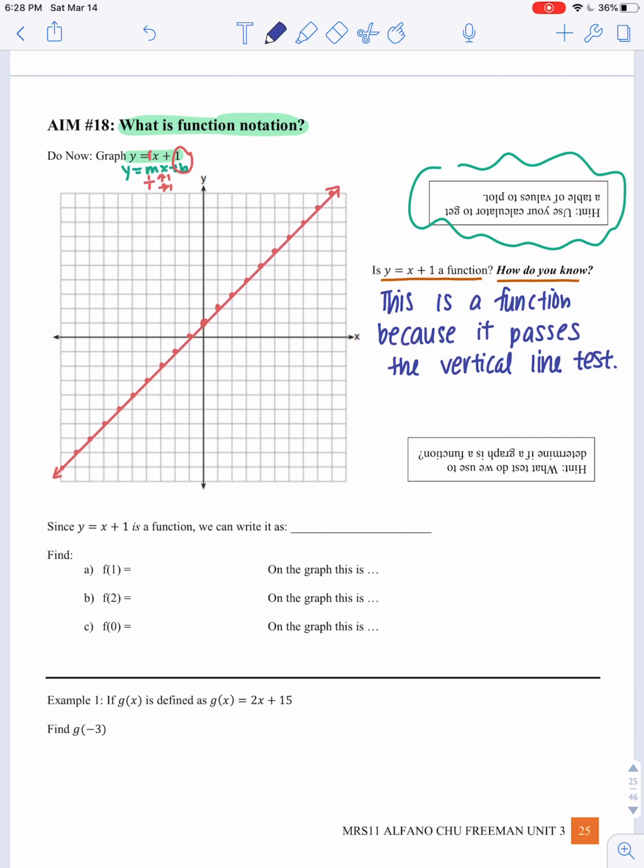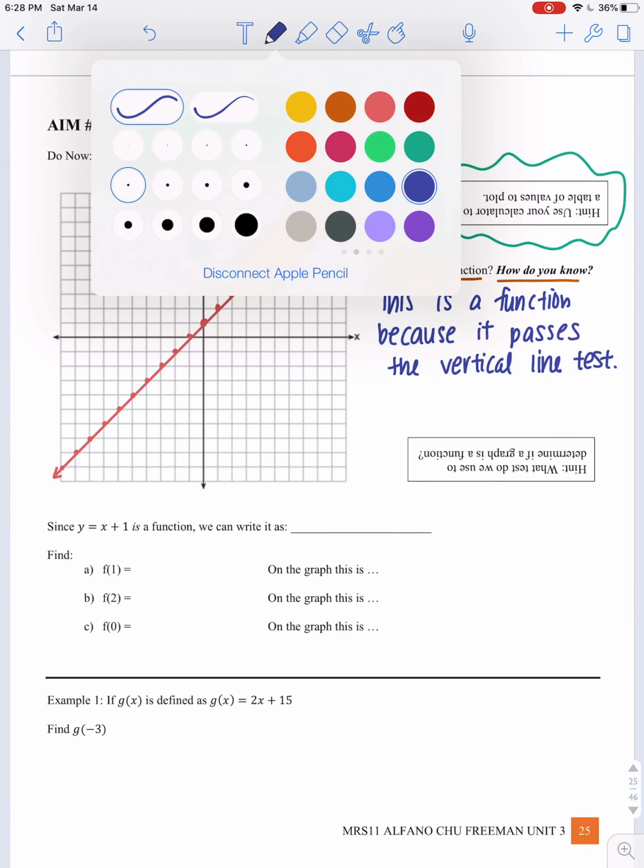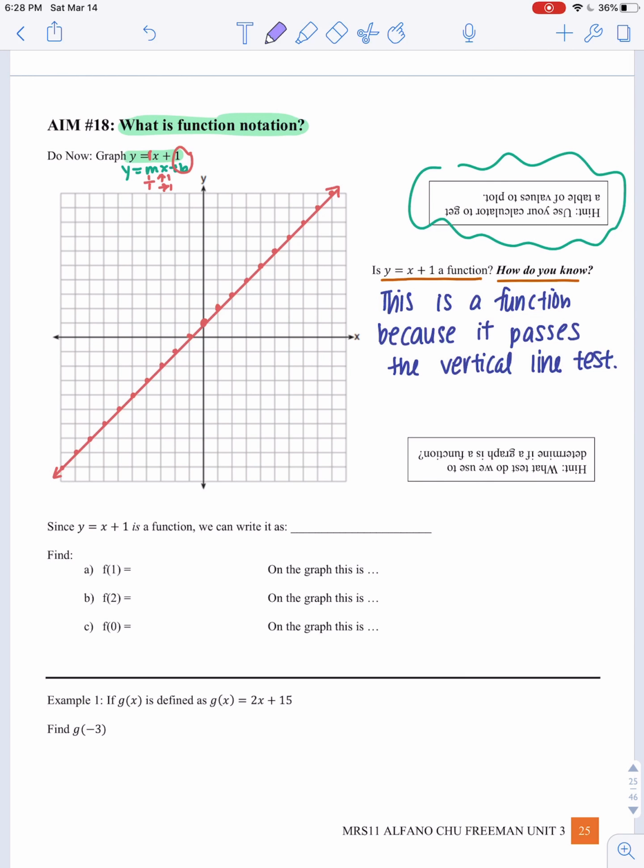Okay, is everybody okay with that? This is a function. It's the most important part about what we're doing today. Once I realize that the graph of my equation is a function, I can say that since it's a function, I can rewrite this. So instead of saying y, here's all we're going to do. Instead of saying y, we're going to say this is a function. It is a function of x. That's what this stands for. f of x means it is a function of x. And my function rule is x plus 1.